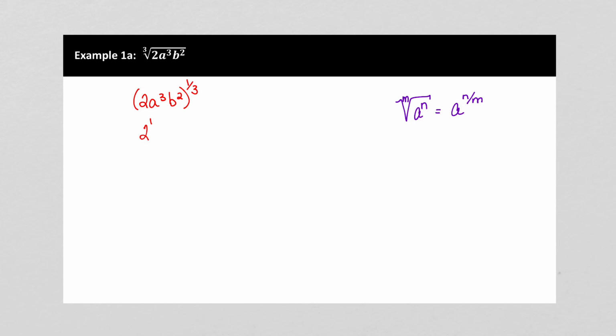Over here, we're going to do 2 to the 1/3. We'll do a to the 3rd to the 1/3. So that's 3 times 1/3, which is 3/3. And b squared, 2 times 1/3, is 2/3. Reduce that, and we'll have 2 to the 1/3, a to the 3/3 is just a, and b to the 2/3. And that's where we'd stop if we're writing it in terms of exponents.